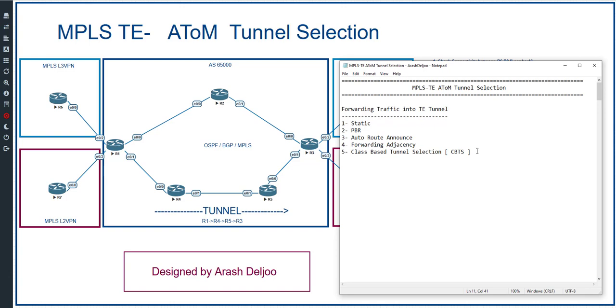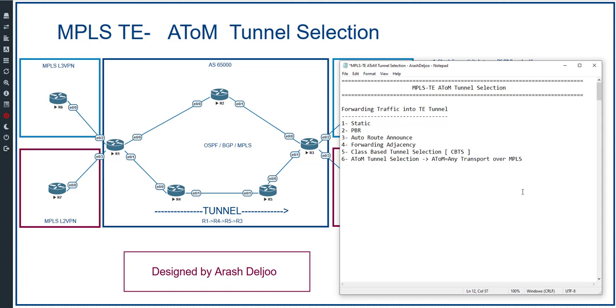Now we are going to talk about the next and last method, MPLS AToM tunnel selection. What is the AToM tunnel selection? AToM is the abbreviation of Any Transport over MPLS.